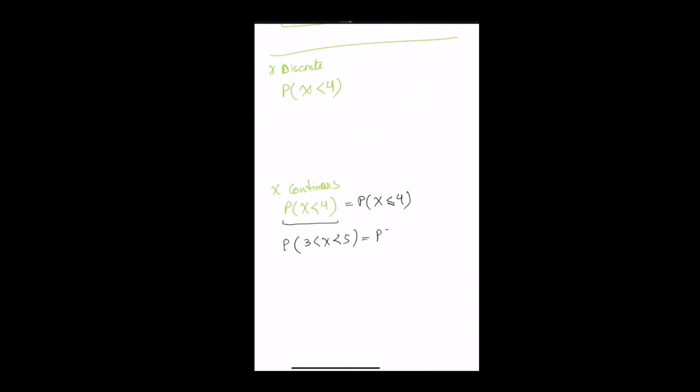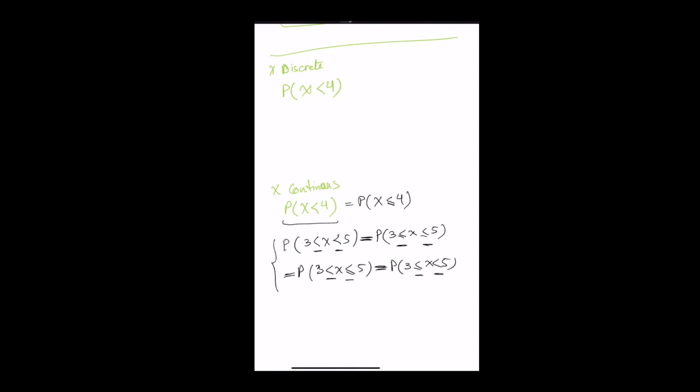This is equal to the probability of x between 3 and 5, and it's the same for all of them. It doesn't matter if we put the equality sign or not. All of them are equal in a continuous random variable. Again, this is very, very important, guys. Pay attention to that. For a continuous random variable, all of these are the same.